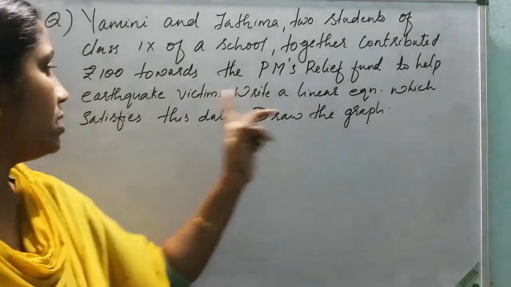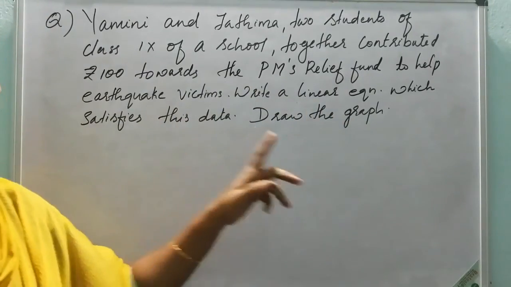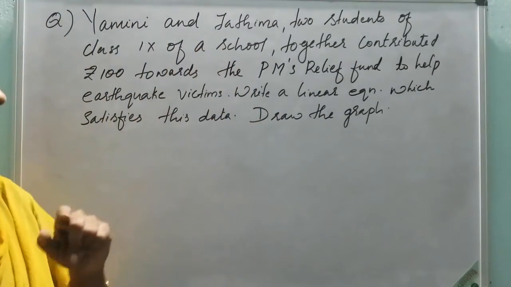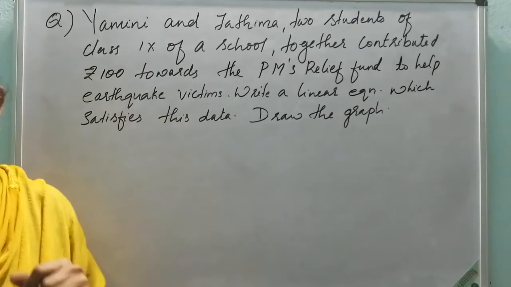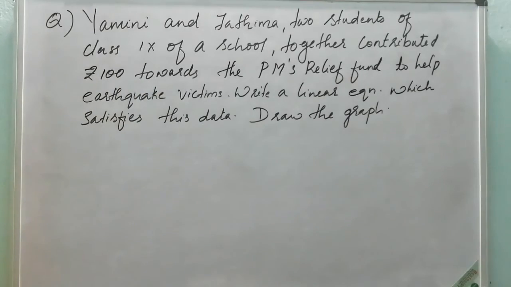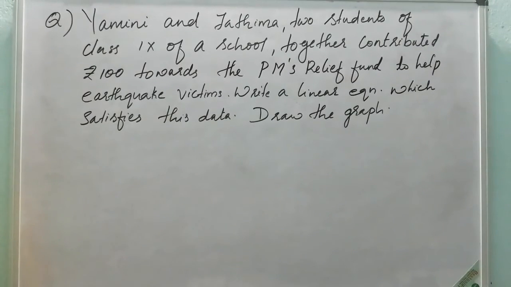Write a linear equation which satisfies this data, and also you have to draw the graph. Two students of class 9 contributed rupees 100 towards the Prime Minister's Relief Fund. Then we can take x and y as the two students' contributions.